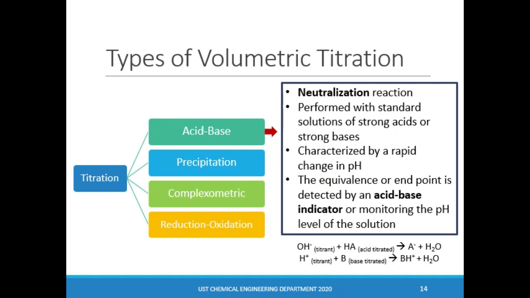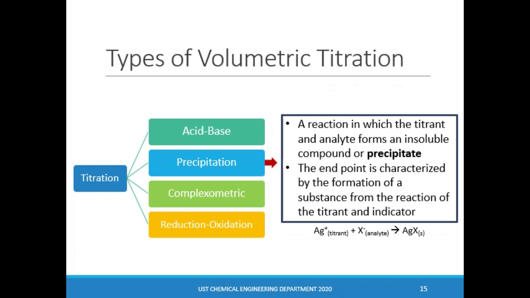Acid-base reactions are performed with standard solutions of either strong acid or strong base. The main reaction is neutralization, which is mainly characterized by the rapid change in pH. In that regard, the endpoint is detected by using an acid-base indicator which changes color at a particular pH. We could also determine the endpoint by monitoring the change in pH with the addition of the titrant. This technique is called potentiometric titration, which uses an instrumental indicator.